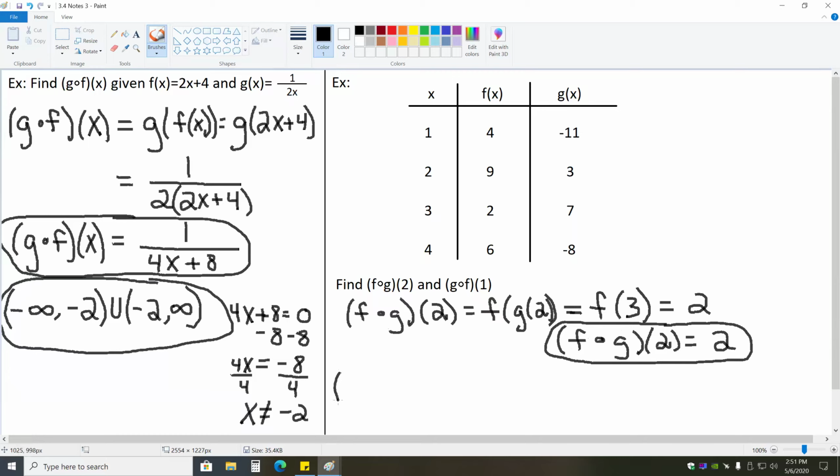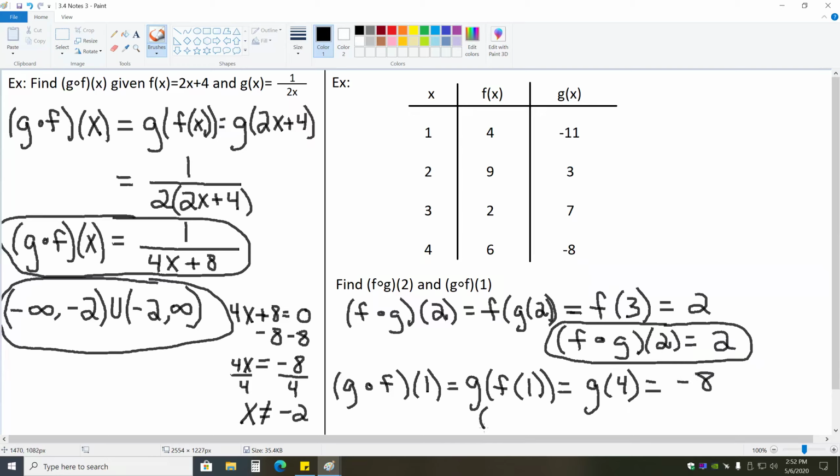Now, go ahead and take a moment. Using this table, try to find g of f of 1. Okay, so to find g of f of 1, we go to our x value of 1 because we're finding g of f of 1 being plugged into our function f. F of 1 means x equals 1, so our function when x equals 1 is equal to 4. So we're finding g of 4. And when x equals 4, g is equal to -8. So g of f of 1 is equal to -8.